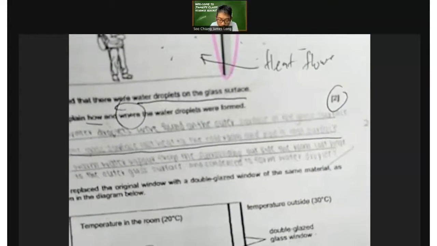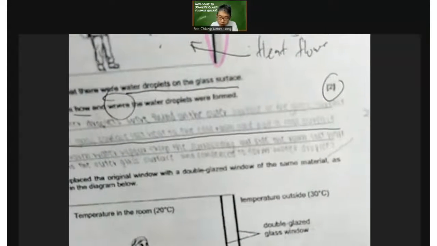Warm water vapor from the surrounding outside the room. Okay, so talk about where the water vapor is from. Lost heat to the outer glass surface. Condensed from. Very good. Alright, 2 marks.